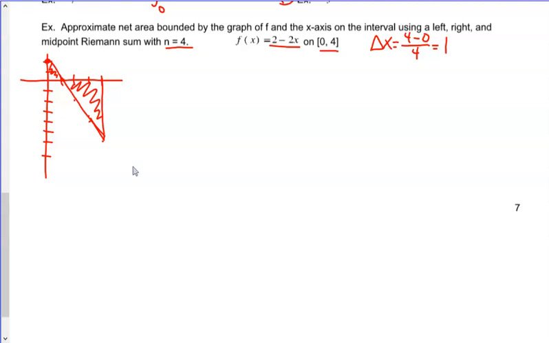All right, so let's talk about the left Riemann sum. To approximate the area for this function from 0 to 4, I'm going to write it in our definite integral notation: the integral from 0 to 4 of 2 minus 2x dx. I'm going to use a Riemann sum to do this approximation. Now remember, with the Riemann sum, I had to create all of those rectangles. So I'm just going to draw on my picture the left one.